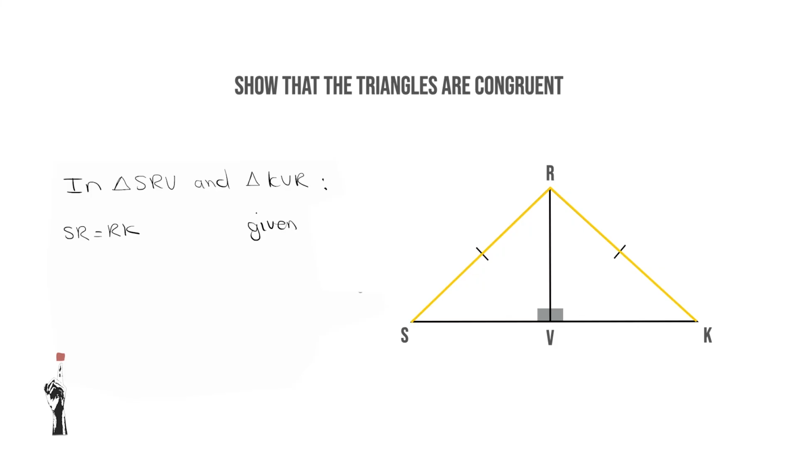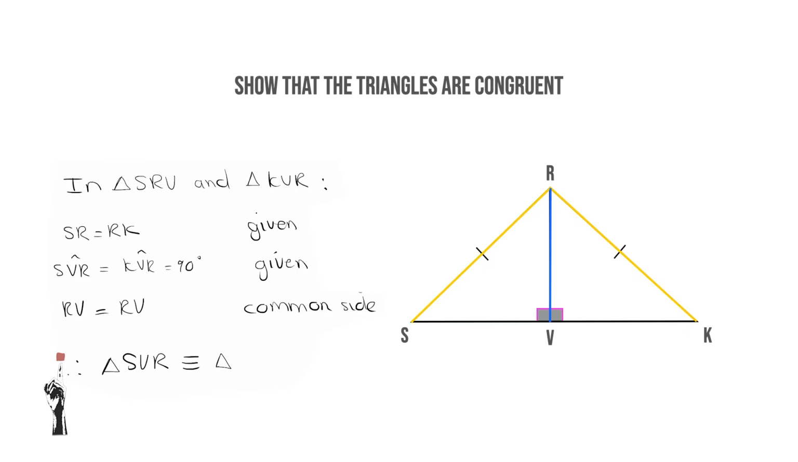I also see that angle SVR is equal to angle KVR, which is 90 degrees, and I can also write that that was given. It is also true that side VR is a side that is in both triangles. Therefore, I can say that this is a common side. So I write that RV of the one triangle is equal to side RV of the other triangle, and my reason is common side. Now I can say, therefore, these two triangles are congruent. So triangle SVR is congruent to triangle KVR. And now I need to write a reason.